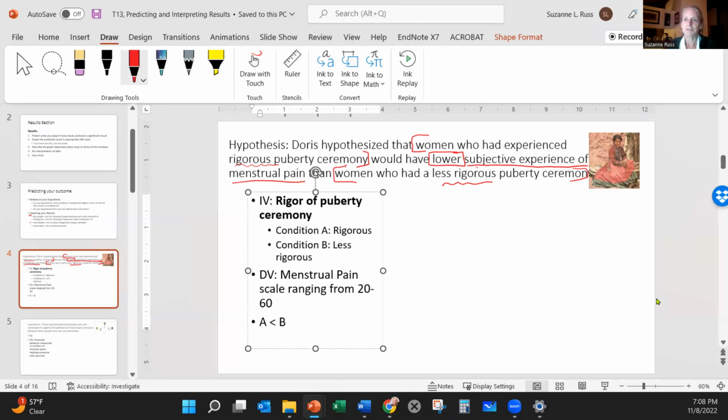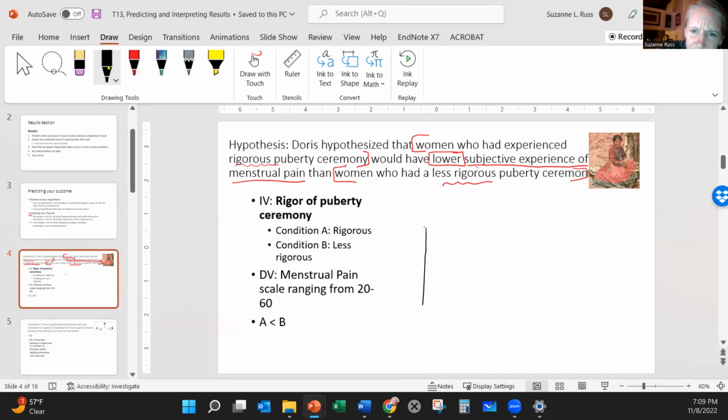And so how are we going to graph this? Let's go ahead and get our drawing tool out, and I'll draw in this first graph. We're going to be using a bar graph, and I'm going to demonstrate this for you. Your bar graph will have a y-axis vertical, an x-axis horizontal, and always on the x-axis, you're going to put the two conditions of your independent variable. So we're going to write here rigorous and less rigorous.